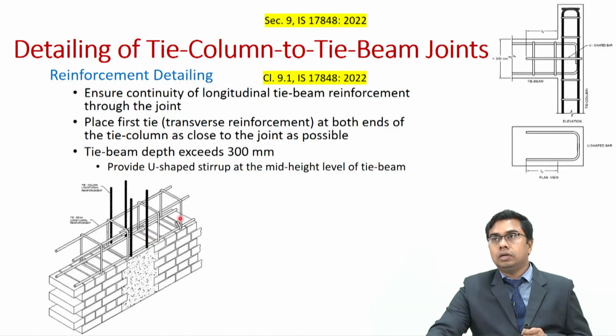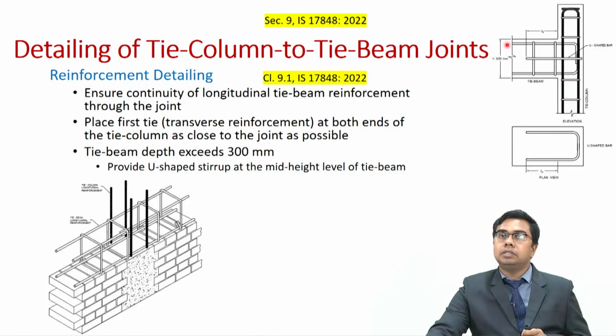Now, the first tie shall be placed at both ends of the tie column as close to the joint as possible, which means we are talking about these first ties. So, they shall be very close to the beam column joint, as you can see.